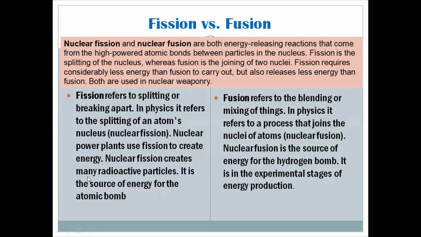Nuclear fission creates many radioactive particles. It is the source of energy for atomic bombs. तो जब हम atomic bomb बनाते हैं तो हम fission use करते हैं. This process has been used, while nuclear fusion is the source of energy for the hydrogen bomb. So it is in the experimental stage of energy production. तो जब हम हाइड्रोजन बॉम्ब बनाते हैं तो फ्यूजन प्रोसेस करते हैं, जब हम एटॉमिक बॉम्ब बनाते हैं तो फिशन प्रोसेस करते हैं. I hope you understood what is meant by the fission and the fusion.